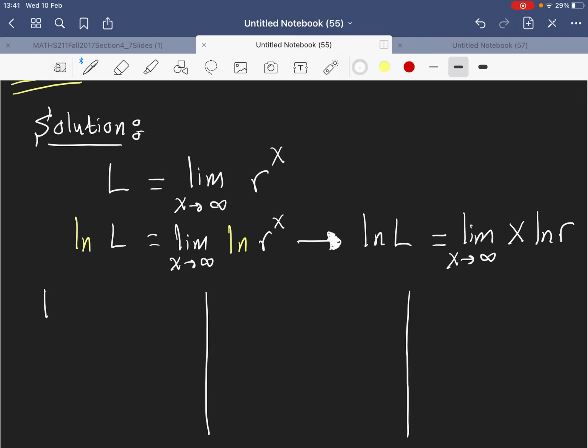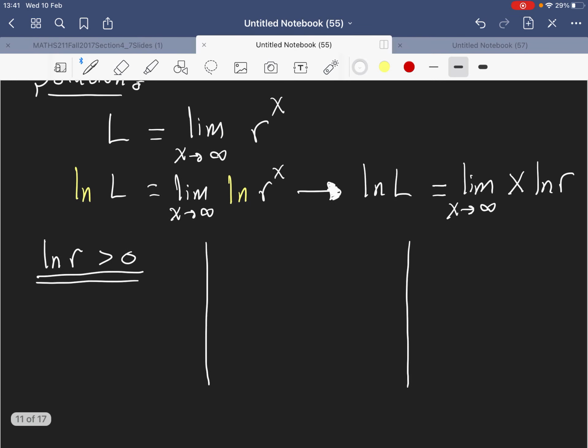Is that ln r is positive, and we continue solving. Now let's say it's positive, then the limit will be some positive number times infinity, so the answer will be infinity, and then L will be e to the power of infinity, and the answer is infinity.